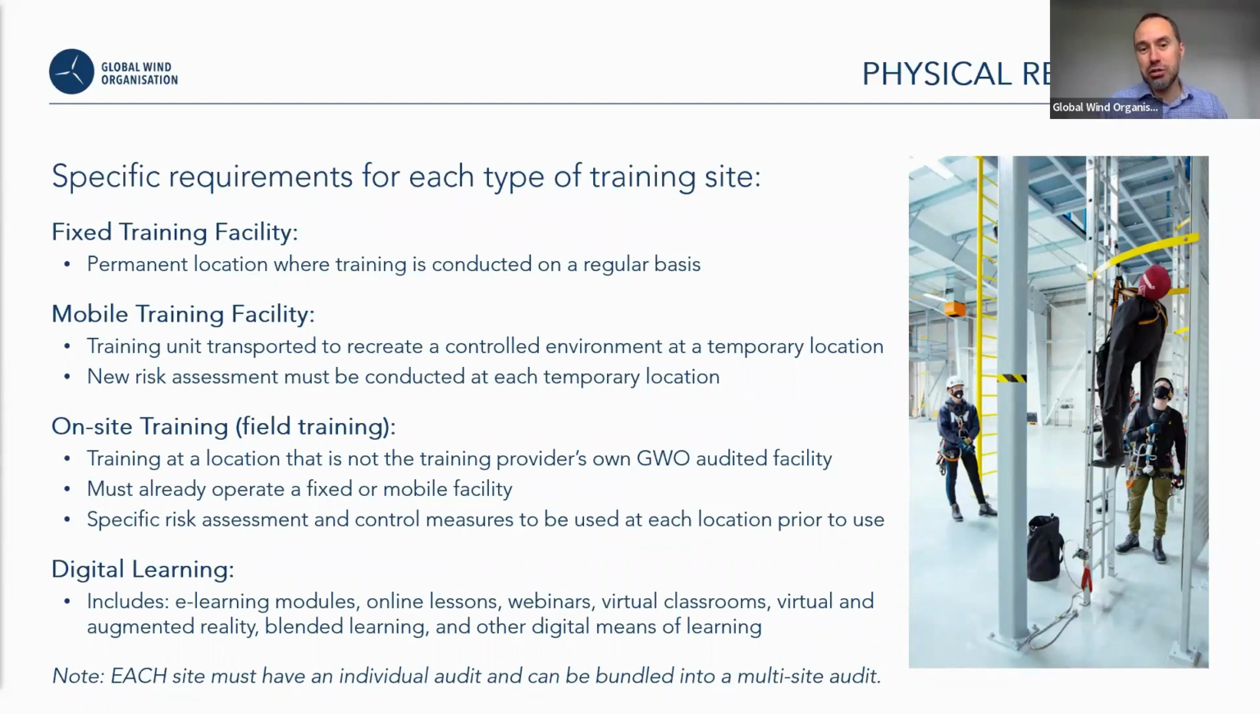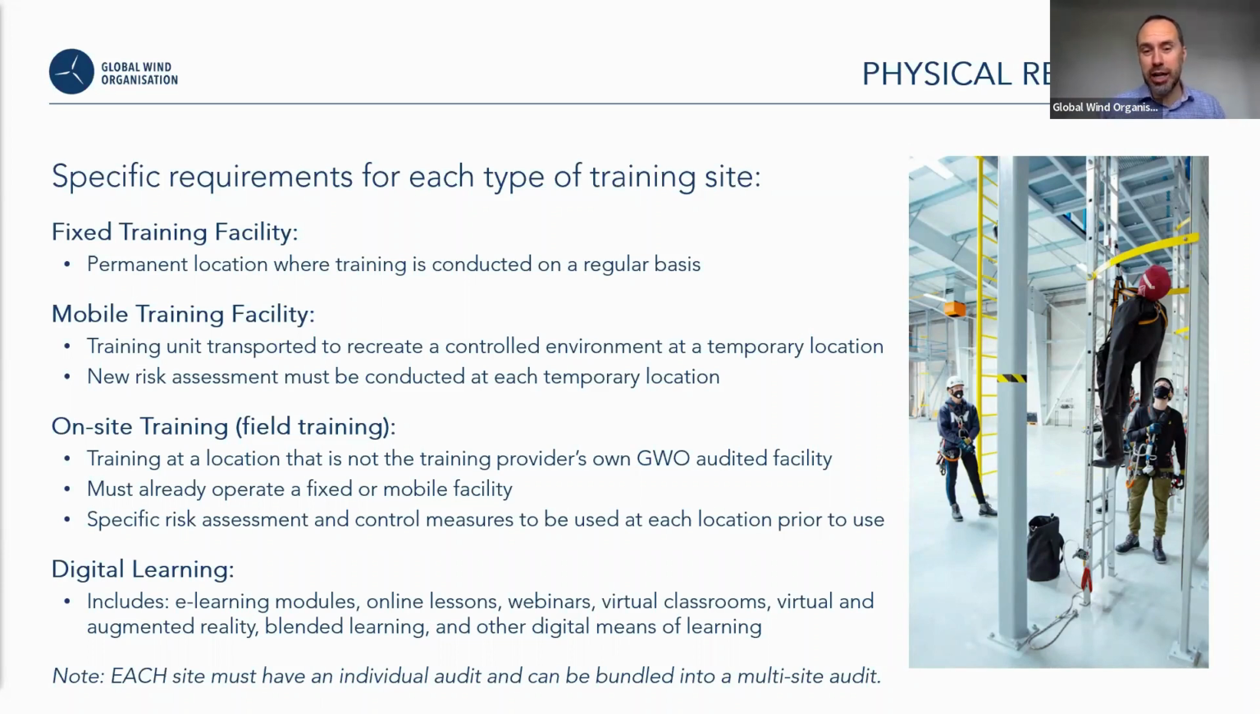But some organizations also use mobile training facilities. Maybe it's a Connex box, maybe it's some sort of truck-mounted tilt-up structure that you take to a parking lot adjacent to an O&M building or something like that. That's essentially like a fixed training facility, except it's on wheels. And so that has a different risk assessment, has a different certification process that goes with it.